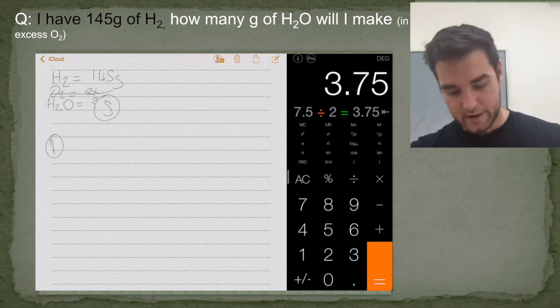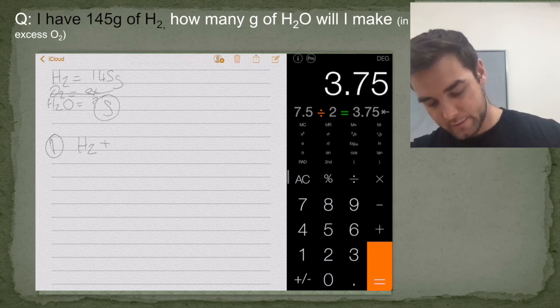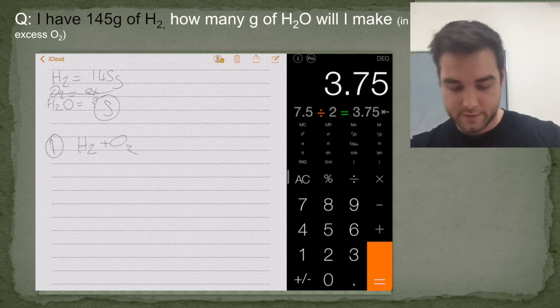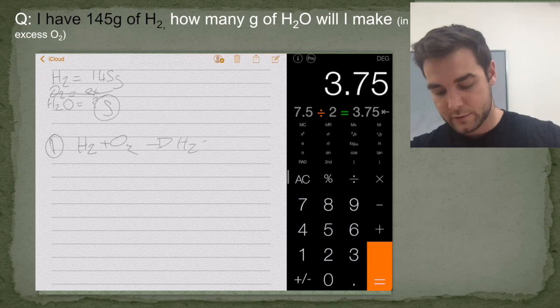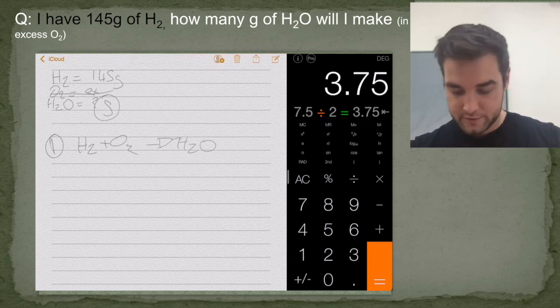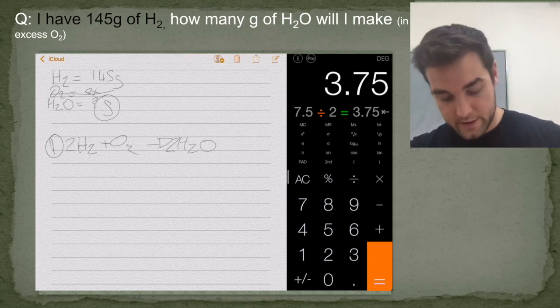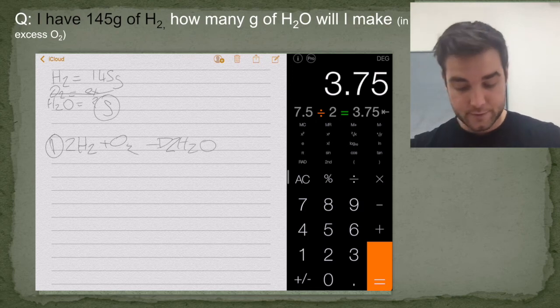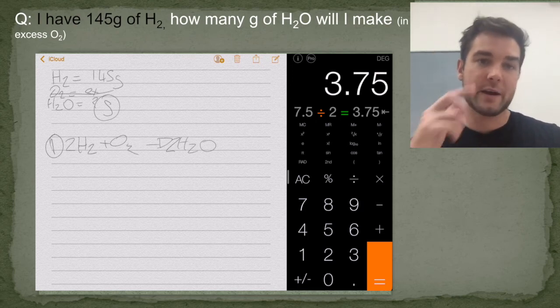First thing, let's write a reaction. So H2 plus O2, we know, is going to give us H2O. Now clearly that's not balanced. Let's start with the oxygens: 2 there, and 2 there. Let's double check that. 4 and 4, 2 and 2, we're good to go. So that's the balanced reaction.